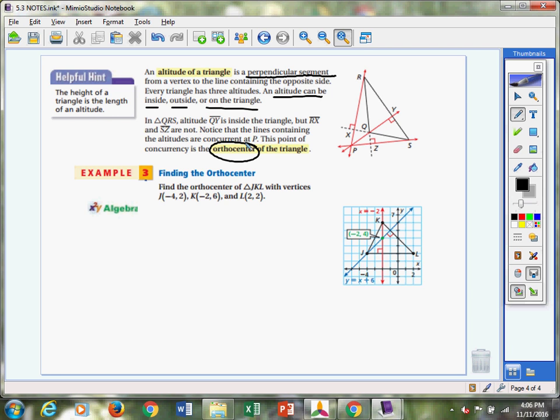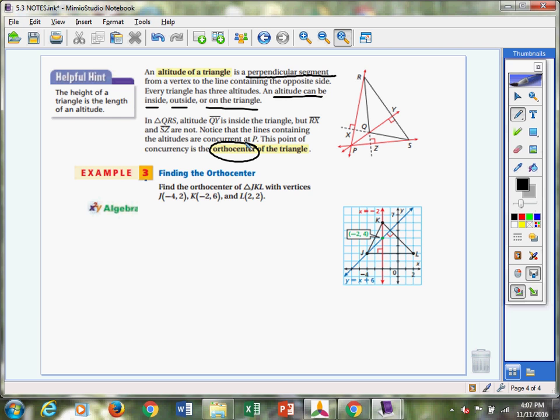So we have a circumcenter, we have an incenter, we have a centroid, and now we have an orthocenter. And every one of those words has something very common about it, and that's the word center. In some way, shape, or form, the word center is in it. So 2 of them are always located inside the triangle. That would be your incenter as well as your centroid. An orthocenter and a circumcenter depend on the situation.